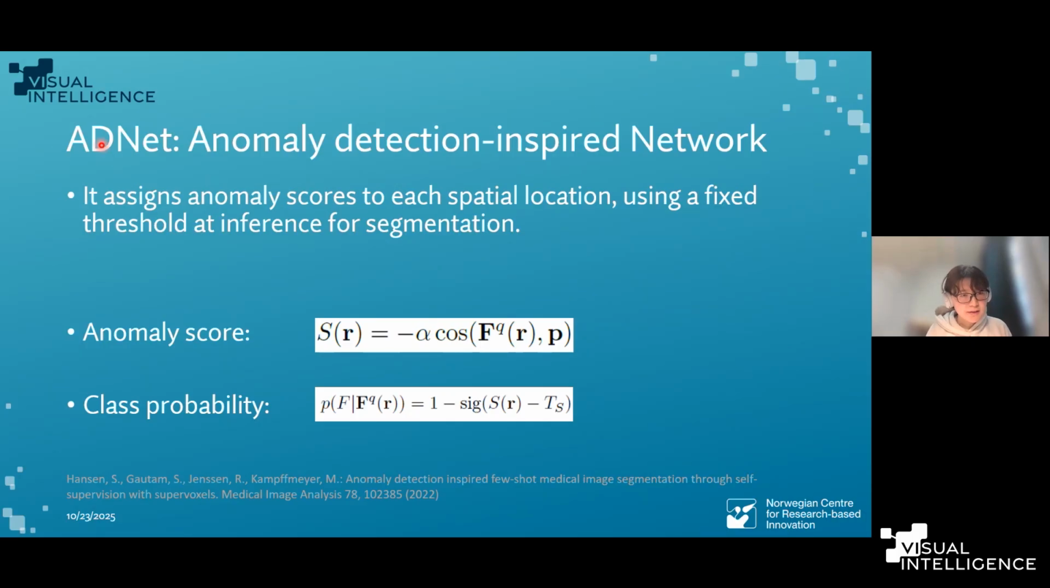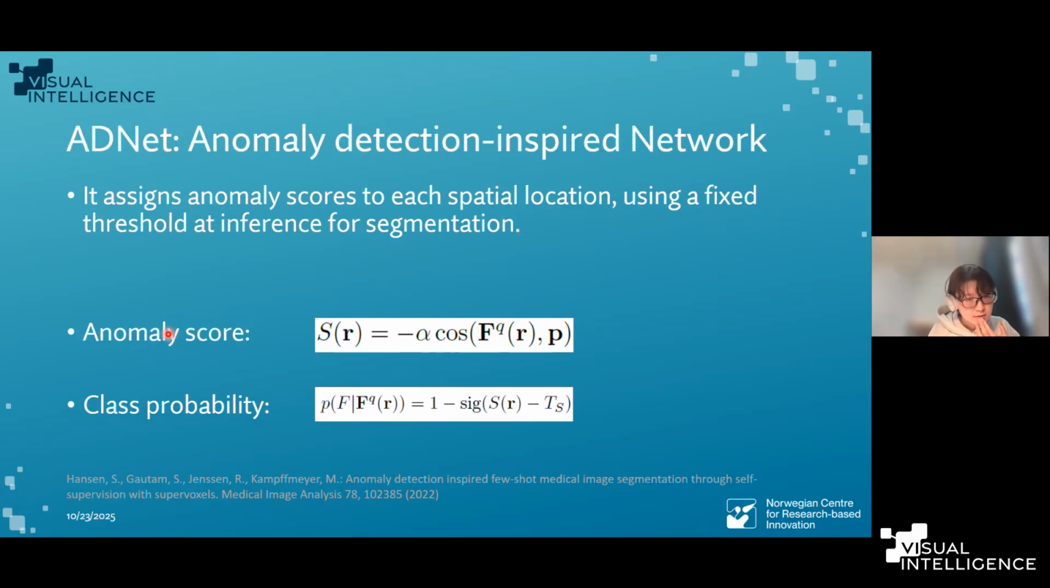ADNet is the previous work from our group, and it is the previous model that achieved IO separation. It works by assigning anomaly scores to each spatial location, using a fixed threshold at inference for segmentation.